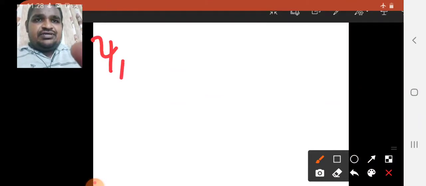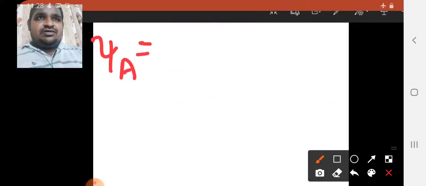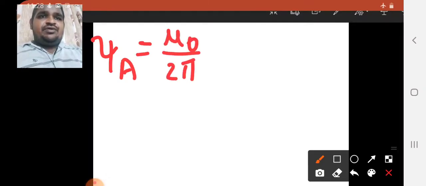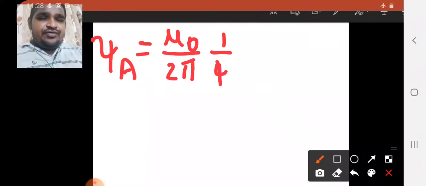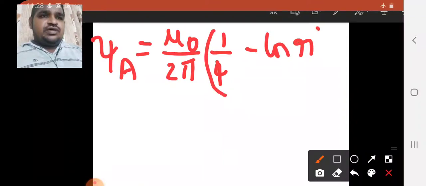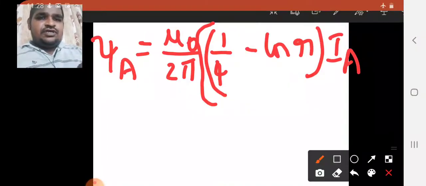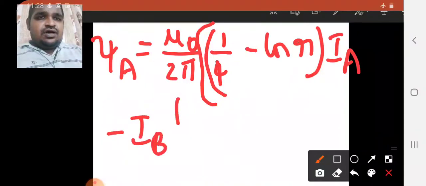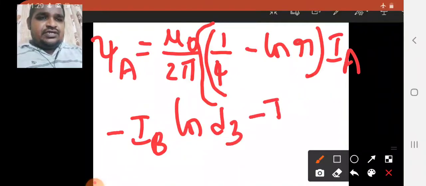Psi A is equal to mu naught by 2 pi, times 1 by 4 minus ln R, into IA, plus minus IB into ln D3, minus IC into ln D2.